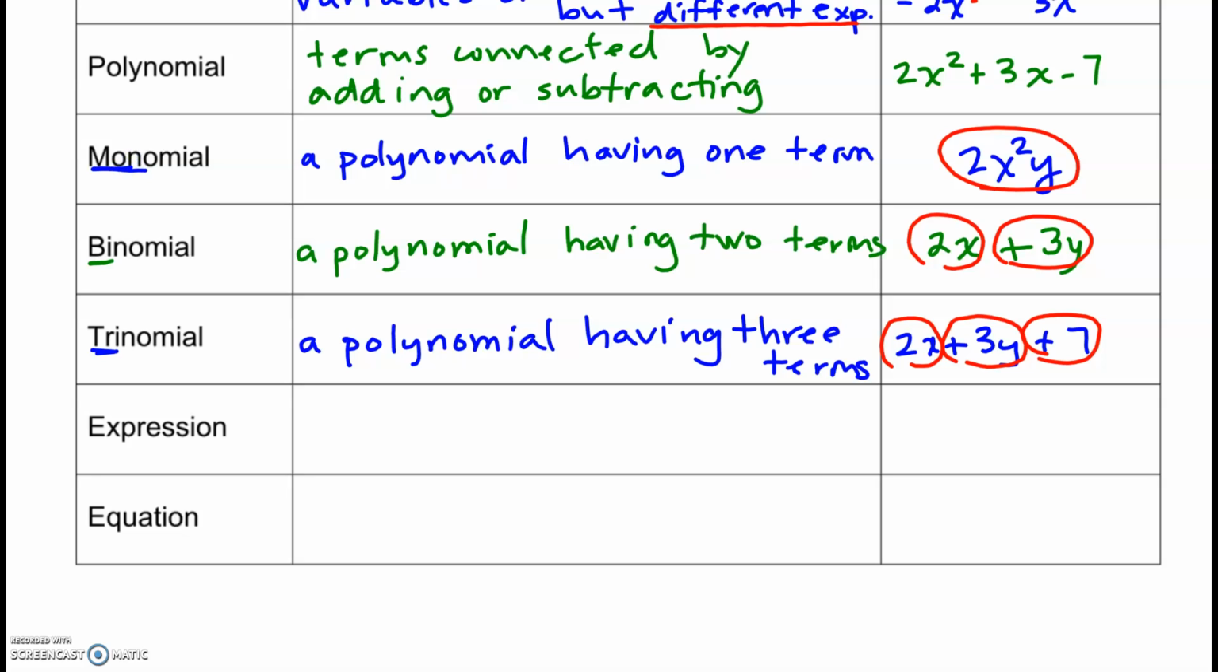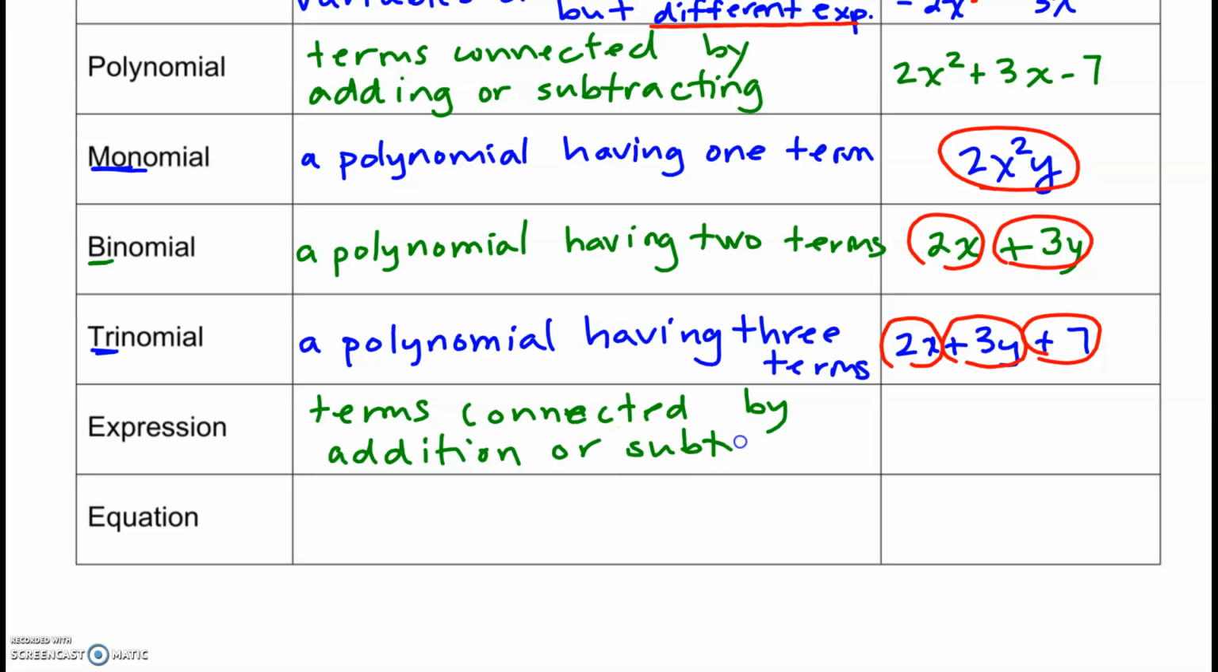All right, now we're going to get into our last 2. We have expression, and an expression is terms connected by addition or subtraction. And an equation is 2 expressions equal to each other.